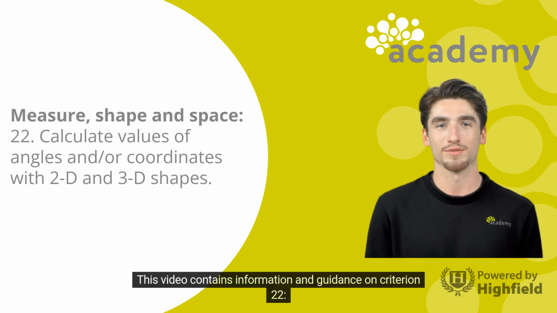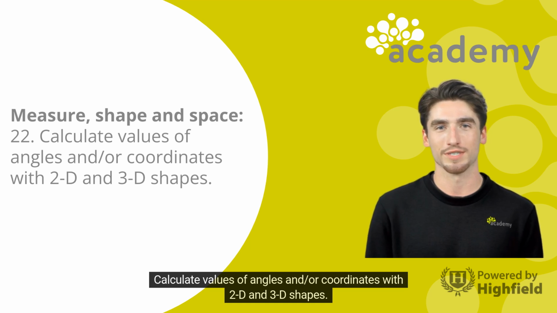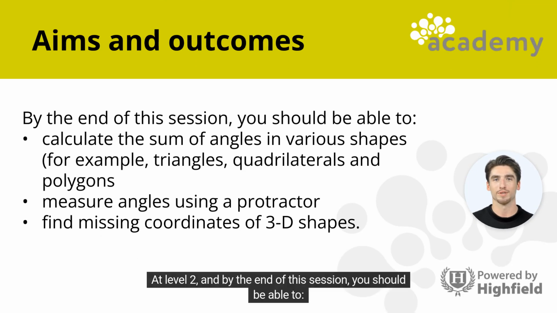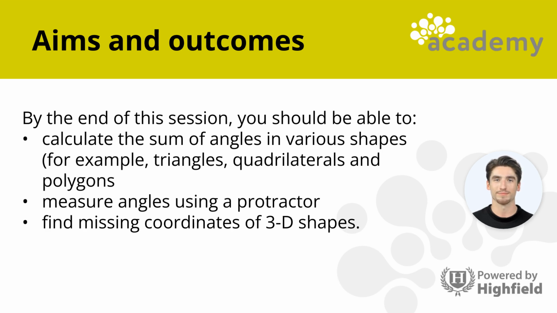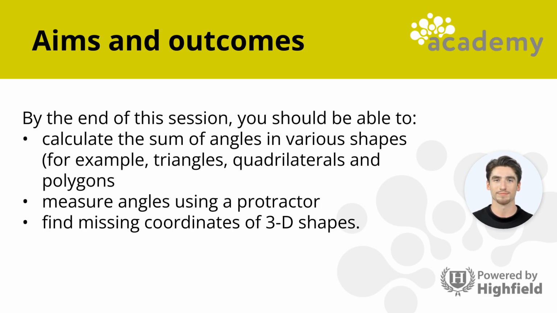This video contains information and guidance on Criterion 22. Calculate values of angles and/or coordinates with 2D and 3D shapes. At Level 2, and by the end of this session, you should be able to calculate the sum of angles in various shapes, measure angles using a protractor, and find missing coordinates of 3D shapes.